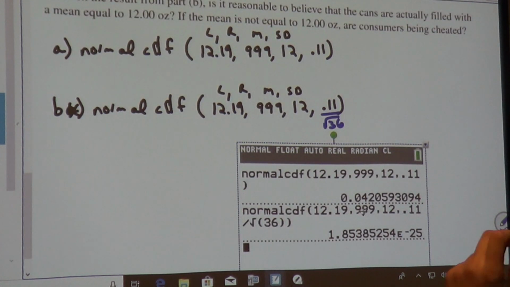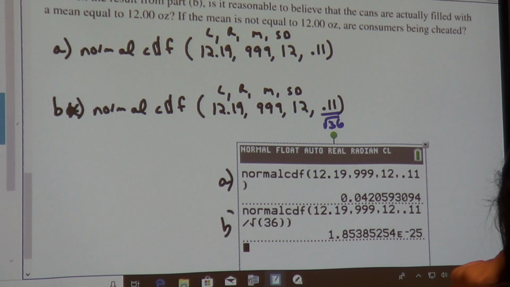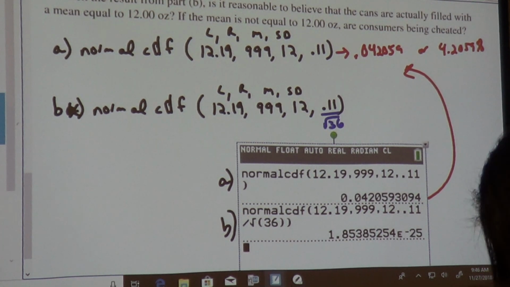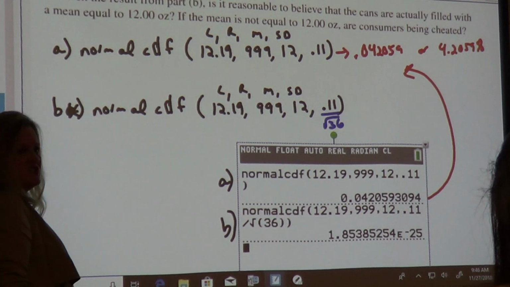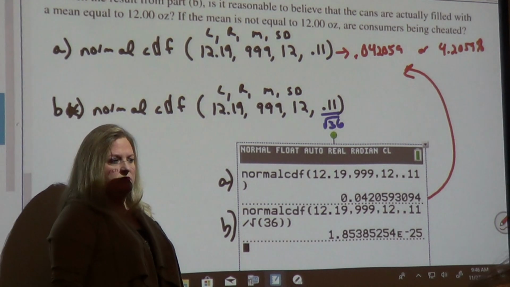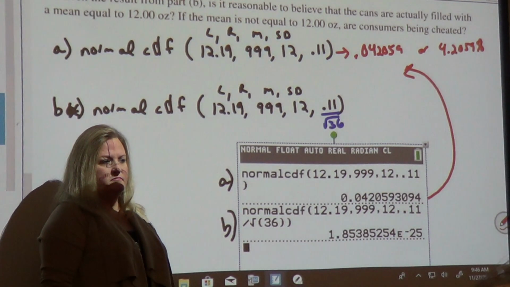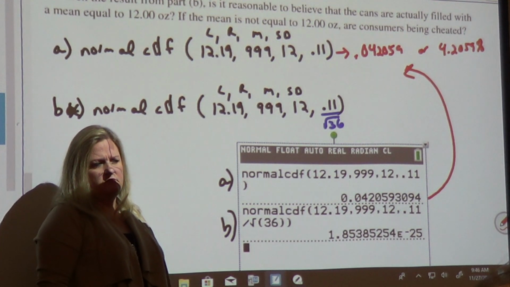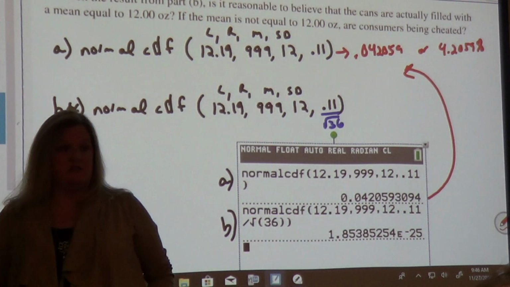My first answer for part A is going to be .042059, or 4.2059%. Tell me about my second answer. What's my second answer? 1.85 e-25. So what does that mean? A lot of zeros.